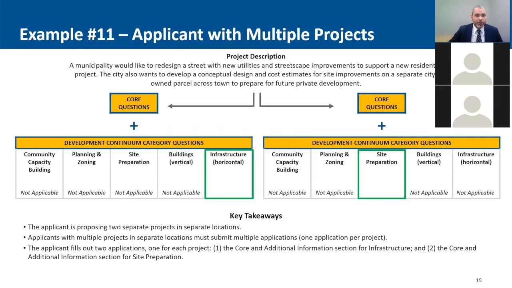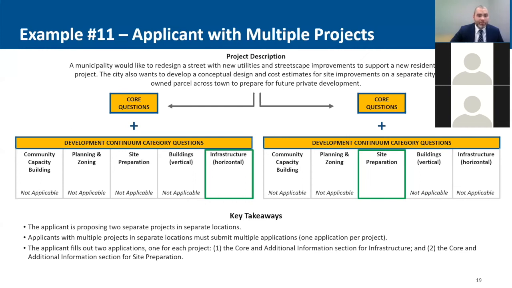In our last two scenarios, we'll look at applicants that have multiple projects. First, we have a municipality that would like to redesign a street with new utilities and streetscape improvements to support a new residential development. The city also wants to create a conceptual design and cost estimate for site improvements on a separate city-owned parcel across town to prepare for future private development.